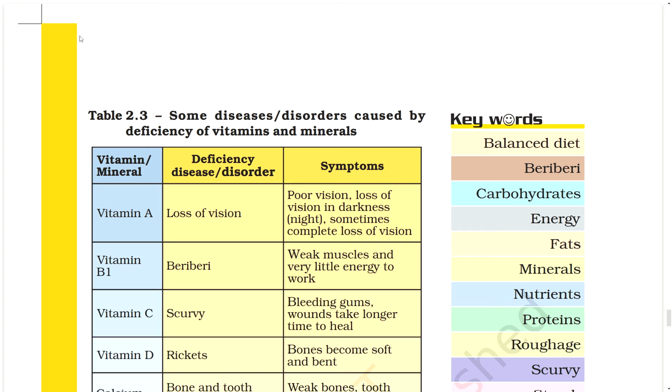Table: some diseases or disorders caused by deficiency of vitamins and minerals. Vitamin or mineral, deficiency disease or disorder, symptoms. Vitamin A: loss of vision, poor vision, loss of vision in darkness at night, sometimes complete loss of vision. Vitamin B1: beriberi, weak muscles and very little energy to work. Vitamin C: scurvy, bleeding gums, wounds take a longer time to heal. Vitamin D: rickets, bones become soft and bent.